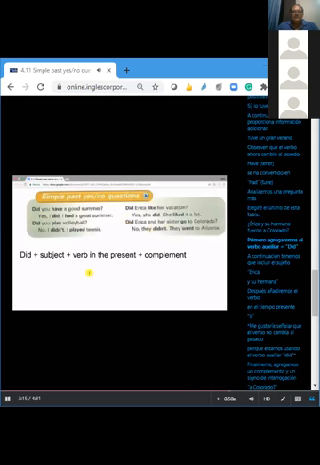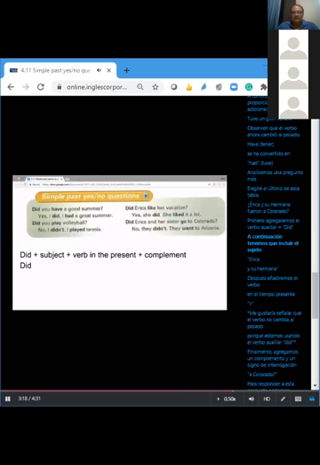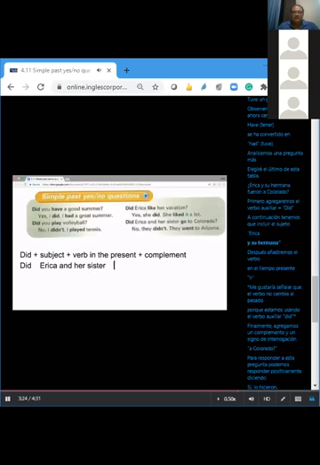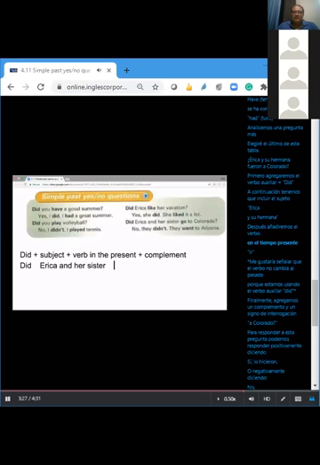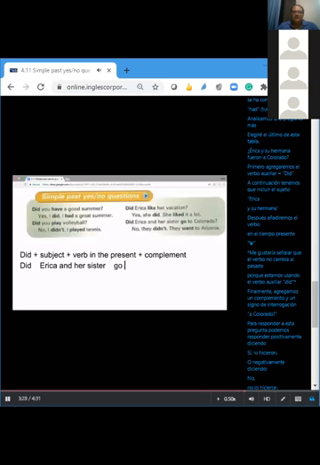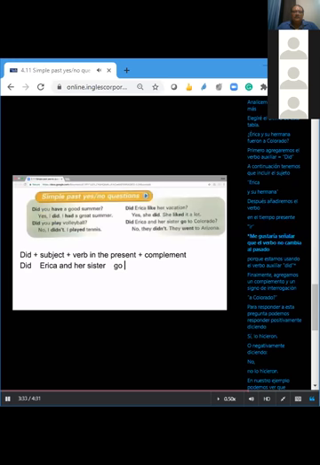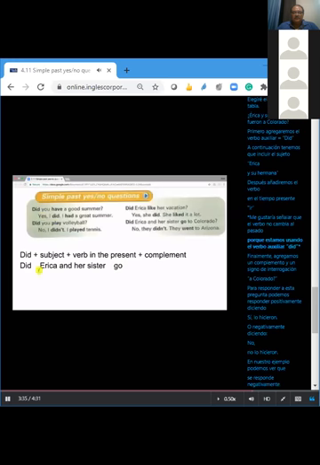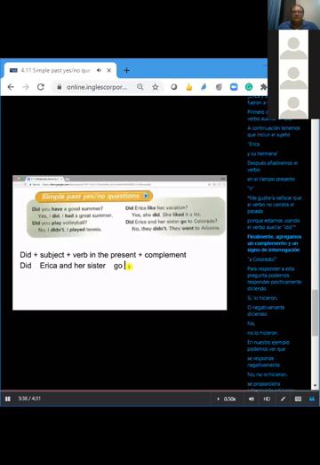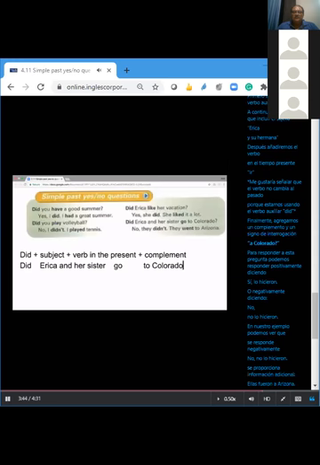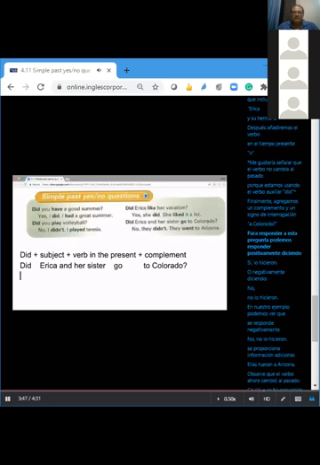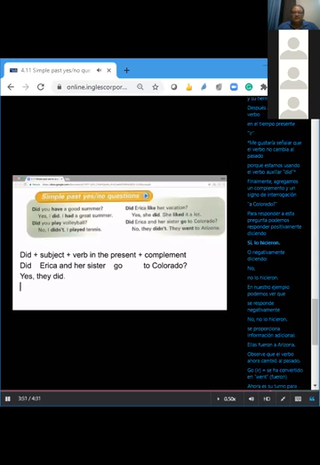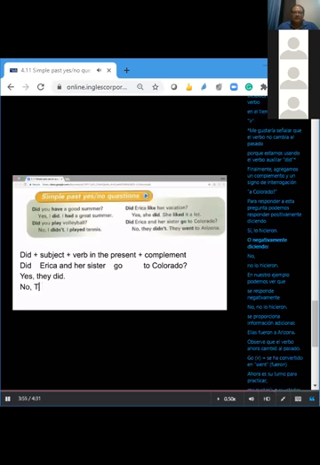First, we will add the auxiliary did. Next, we need to include the subject, Erica and her sister. After that, we will add the verb in the present tense, go. I would like to point out that the verb doesn't change to the past because we are using the auxiliary did. Finally, we add a complement and a question mark, to Colorado. To answer this question, we can answer either positively by saying, yes, they did, or negatively by saying, no, they didn't.